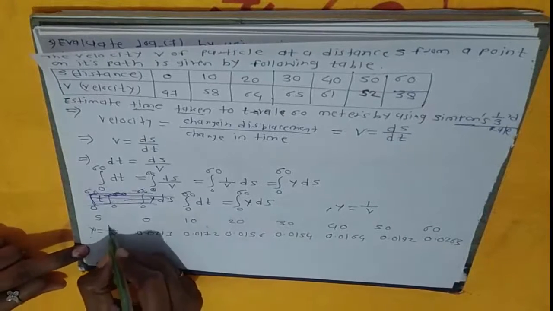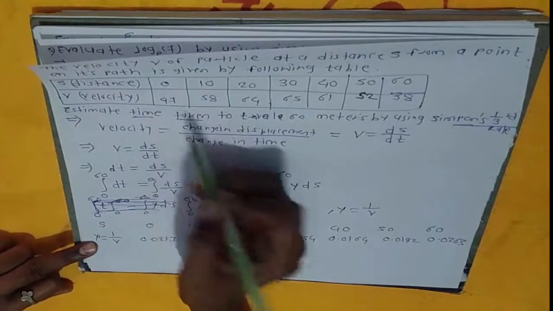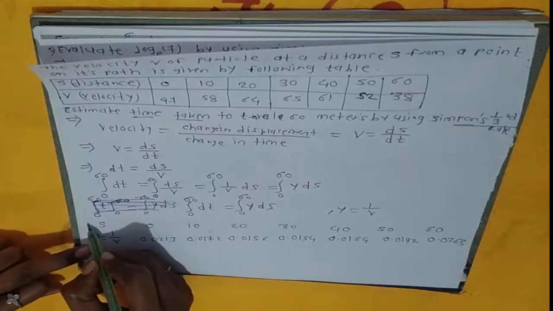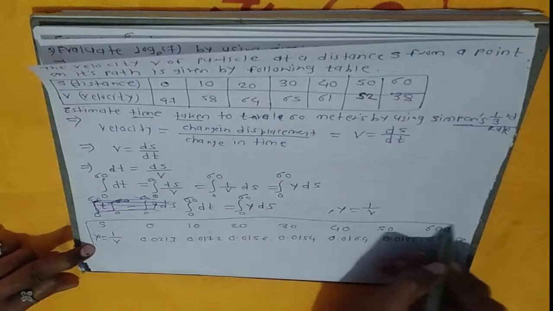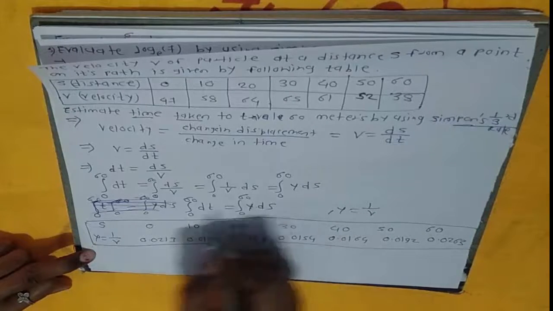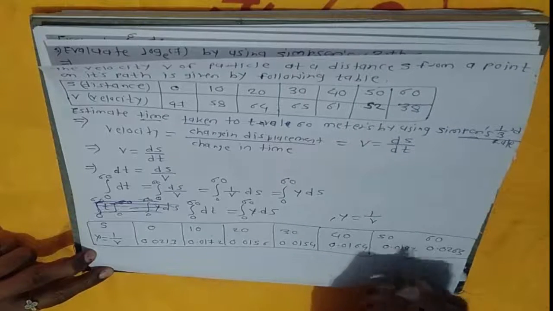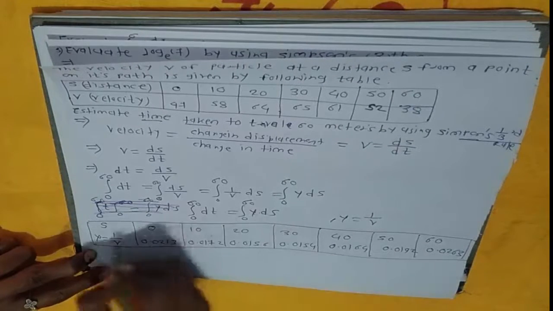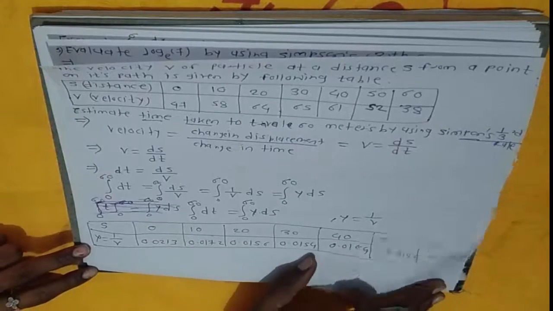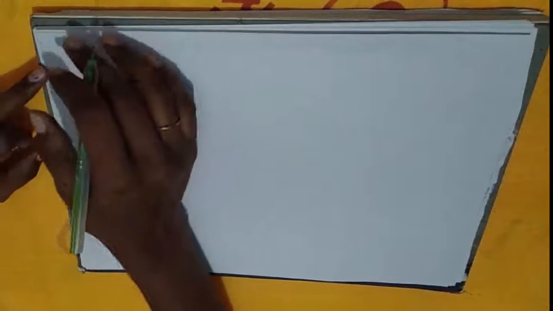Okay, so using this function y = 1/v, where the velocity of the particle is given, we find all these values and get a new set of data points. Using this new set of data points we find the integration, which is nothing but the time taken by the particle to travel from 0 to 60 meters. We use Simpson's 1/3 rule to find this integration.